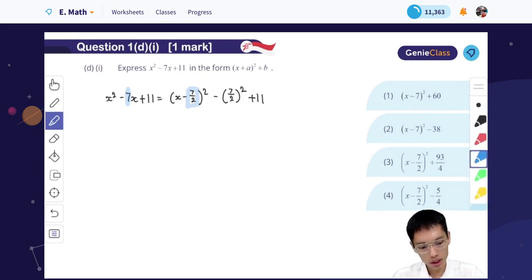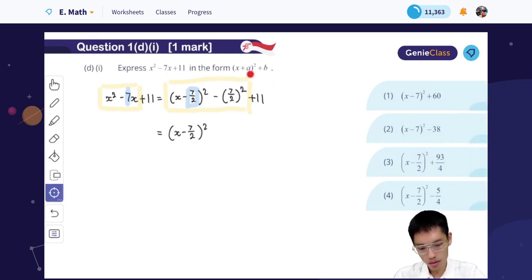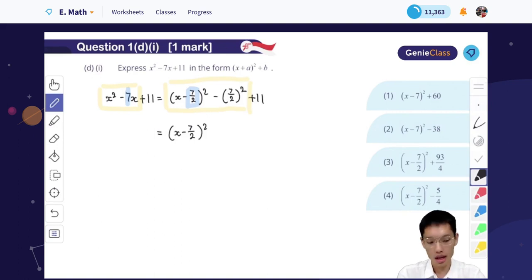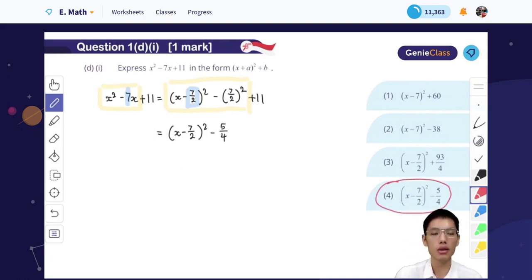So, moral of the story, this whole thing over here is just this part over here. Once you have that, all you need to do is add them all together, and this gives me x minus 7 over 2 squared. Adding these two together, this is none other than negative 5 over 4. And this is my answer. So number 4 is my answer. For those who answered 1, 2, and 3, you might have forgotten to divide the coefficient of x by 2, or you might have done plus 7 over 2 squared instead.